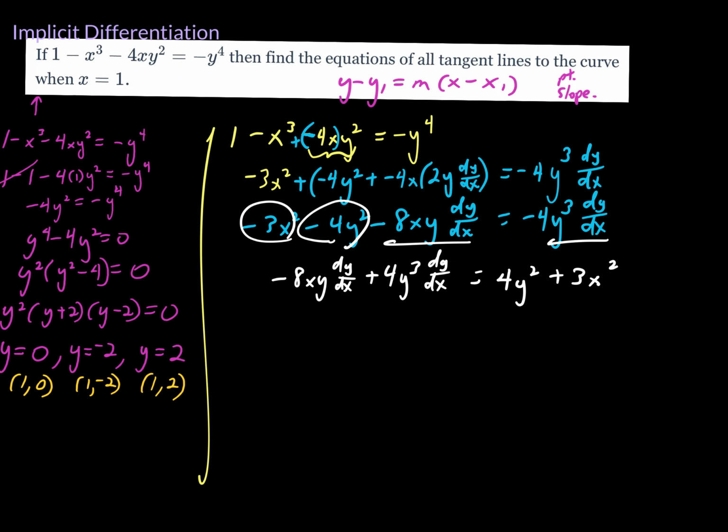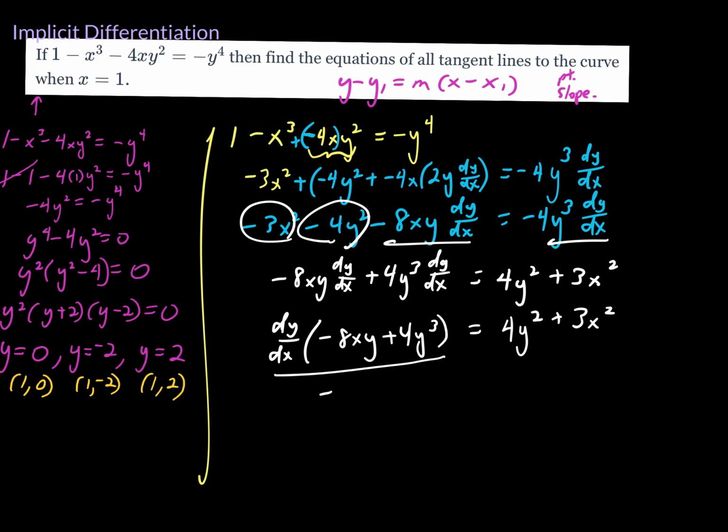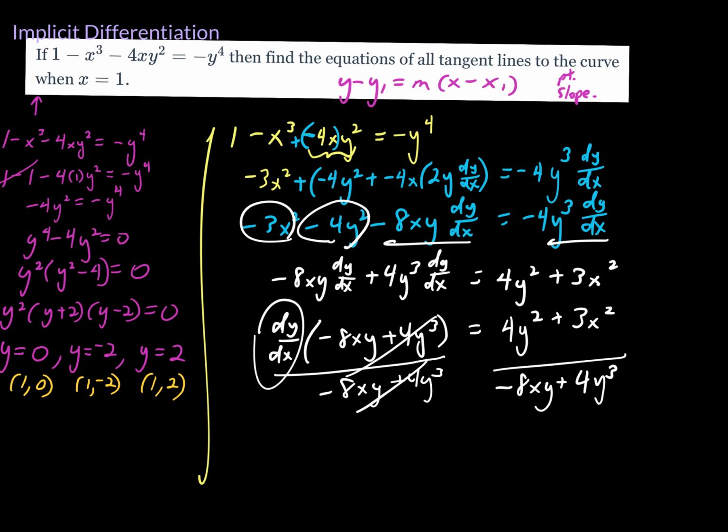All right, well, hopefully now we're at a point where you can recognize what we're about to do. We're going to take out our common factor, negative 8xy plus 4y cubed. And I think you can just follow along here. The rest of it is the same type of pattern. Those cancel, and here's our derivative. Okay, that's what dy dx equals.